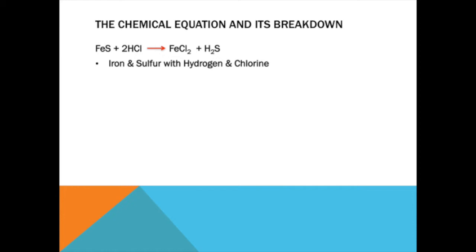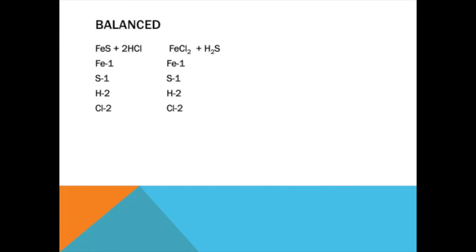And the chemical equation, as you can see, would be FeS plus 2 HCl. Luckily for me, the equation is already balanced. As you can see, each chemical has a specific and equal value as the one on the opposite side.